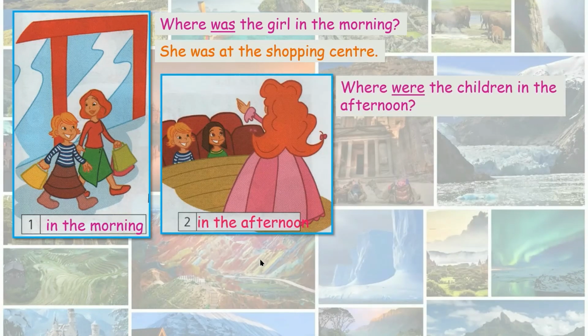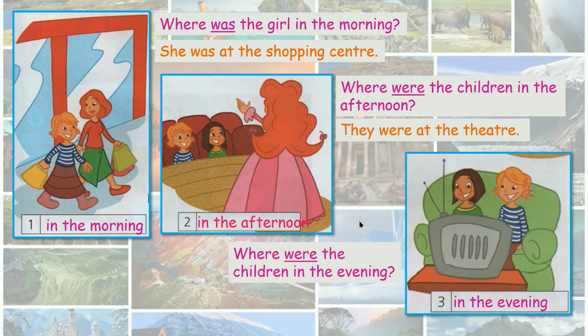Where were the children in the afternoon? They were at the theater. Where were the children in the evening? They were at home. If was is used for the question, you will need to use was in your answer. Same goes for were. If were is used in the question, your answer should also be using were.